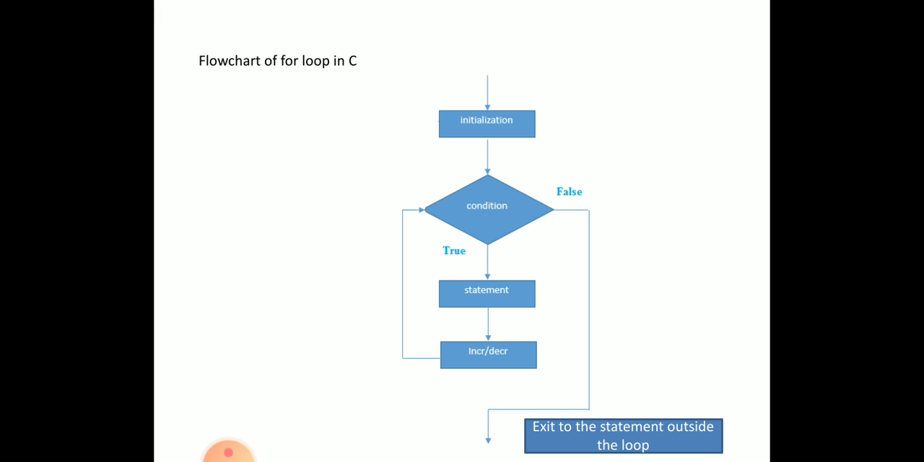As far as the for statement is considered, after execution of the body of the loop, the control will be transferred again to the for statement for incrementing or decrementing the control variable. After incrementing the control variable, it checks for the condition, and again if it is true, the loop will be executed, or if it becomes false, the entire loop will be exited to the statement that is given outside the loop. So this is the working of the for statement.